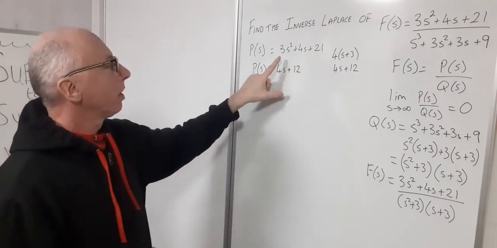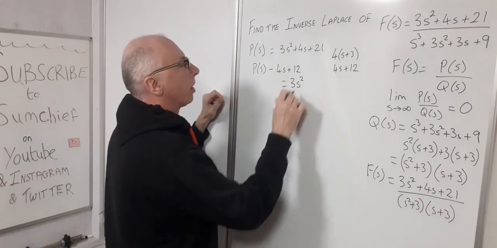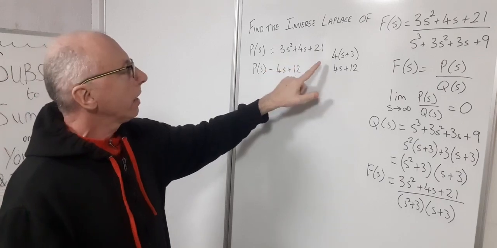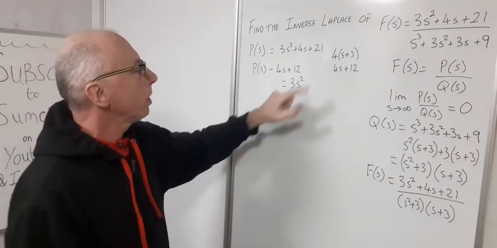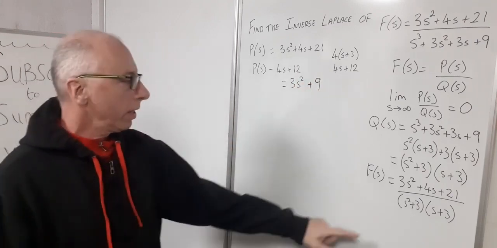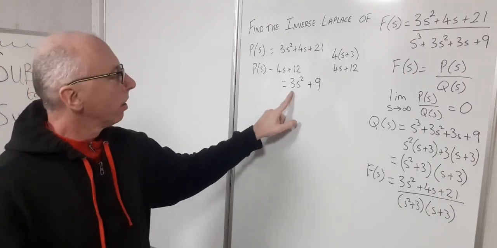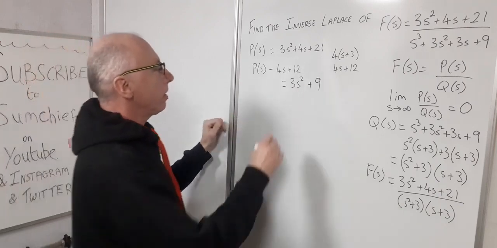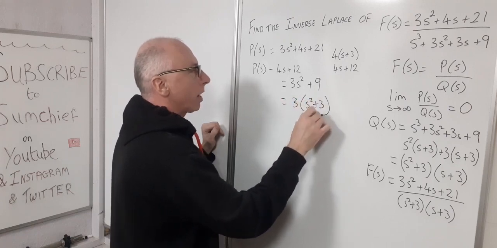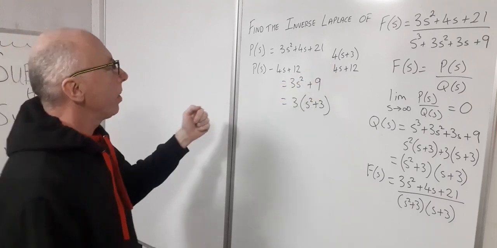that would then leave me with 3s², and the 4s is gone, and 12 from 21 is going to leave me with 9. So 3s² + 9. Now here I've got an s² + 3. Can I get s² + 3 out of this? Well, luckily, if I just factor out the 3, I've got 3(s² + 3). So therefore I can break this apart now.